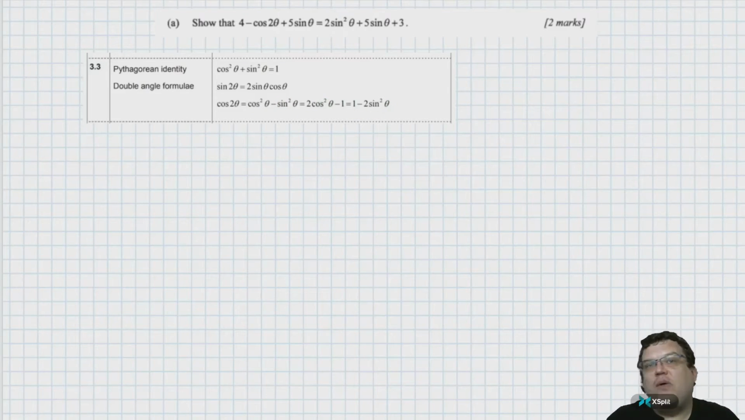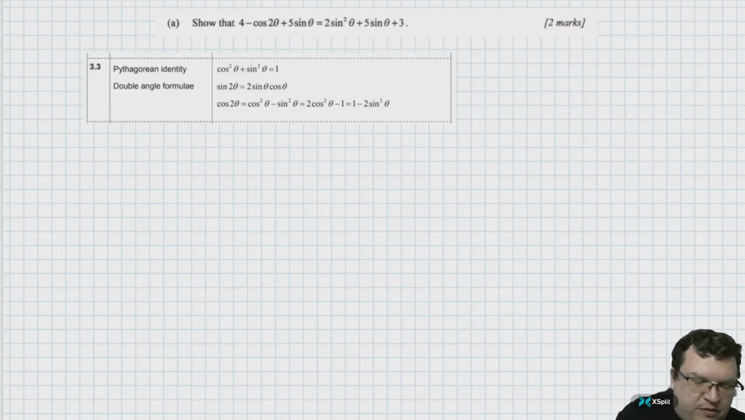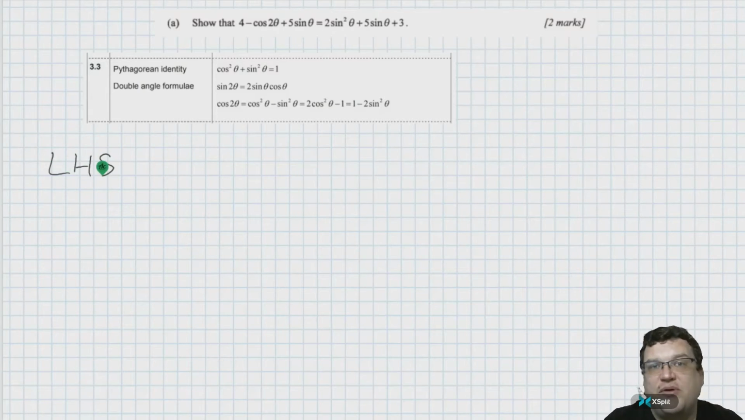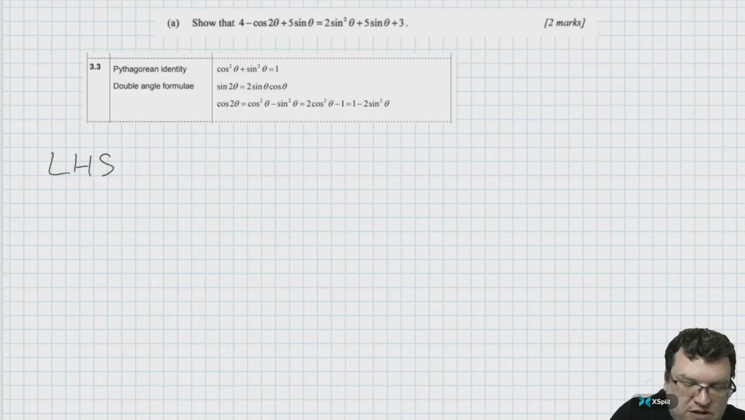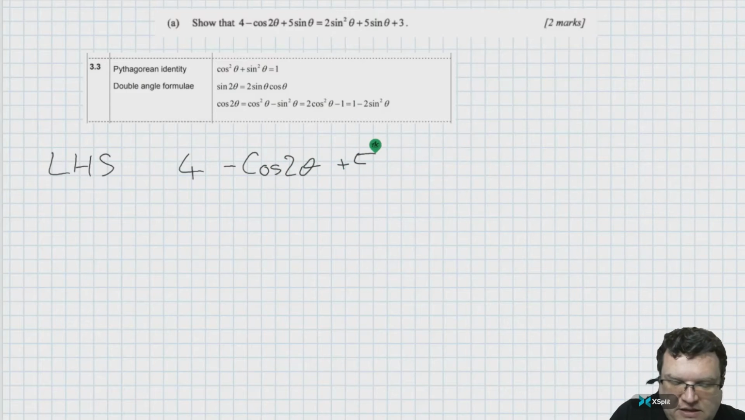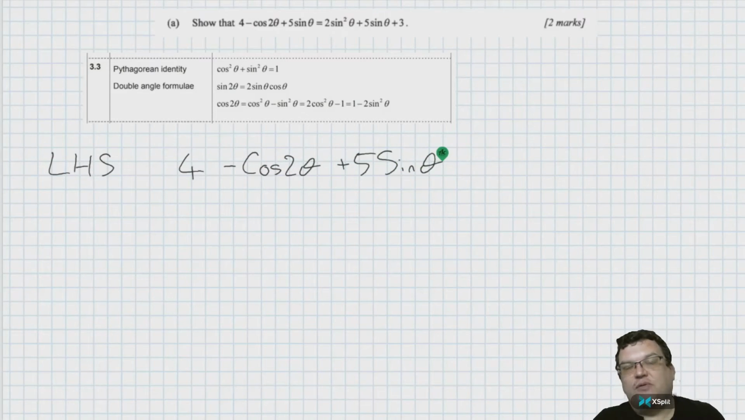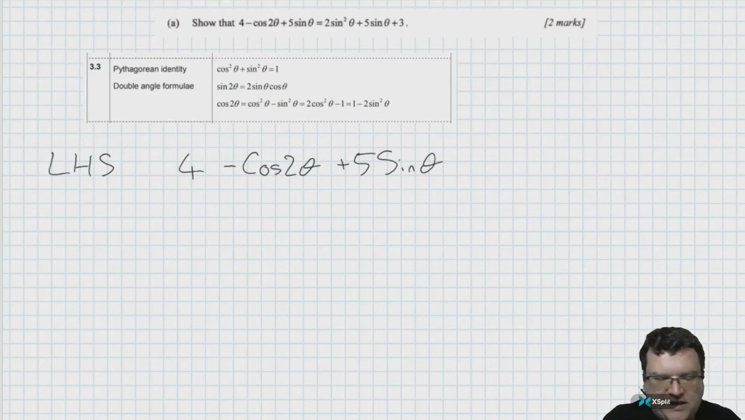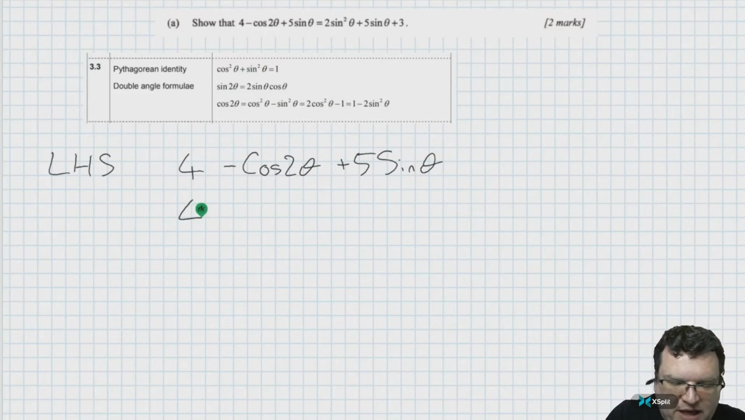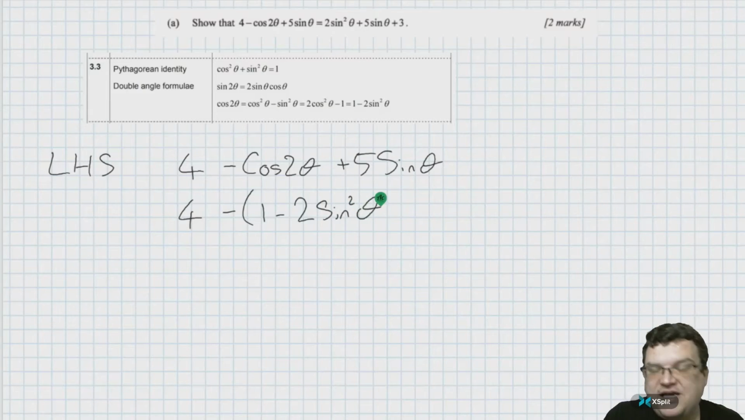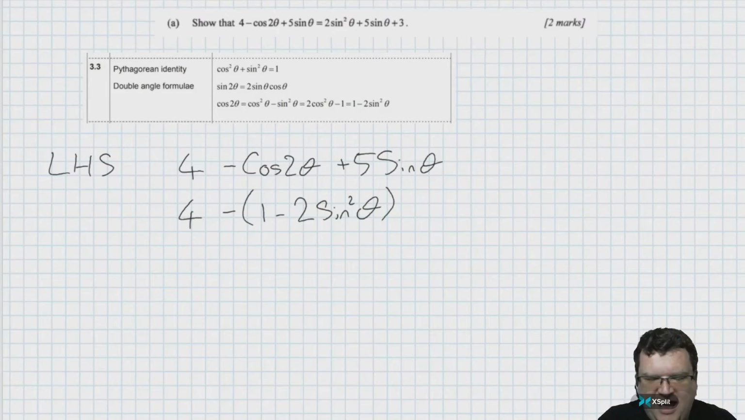Now, it is a "show that" question, as I said, so what we want to do is start working with the left-hand side. Now, LHS is just a common abbreviation, you can use that in your work. And we'll start with the left-hand side, which is 4 minus cos 2 theta plus 5 sine theta. And I'm going to use the double angle formula to replace my middle term with, as I highlighted, the third substitution. Now, I'm just going to be a little bit careful and use a bracket for this. The reason I do this is just to help make sure that I don't make any mistakes with my signs, that is the plus minus signs, because I've got a negative term and I'm substituting a negative in. I just want to ensure that I don't make any mistakes there.